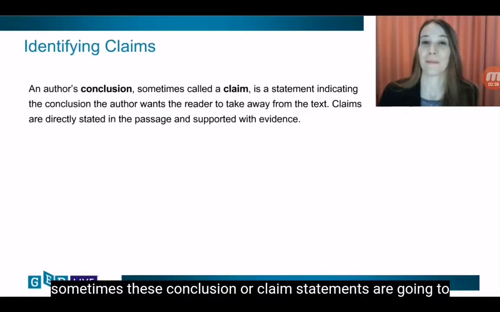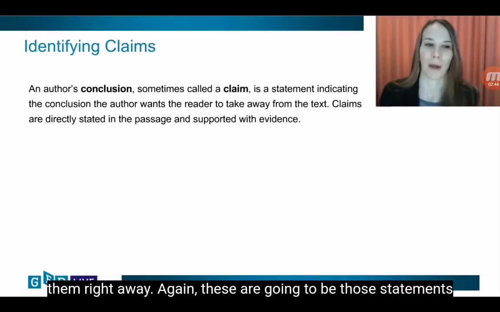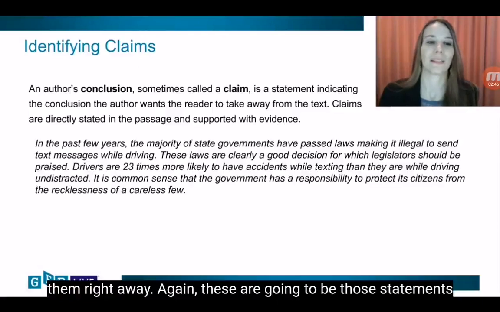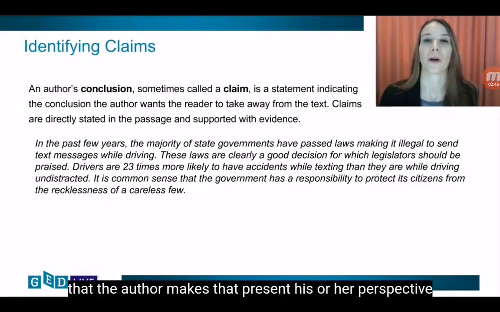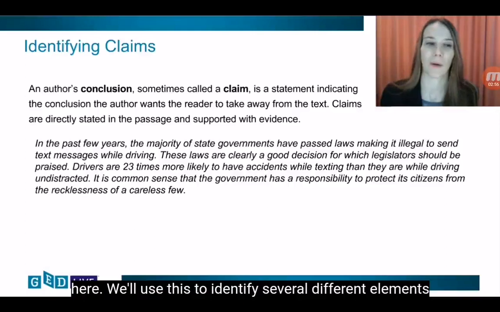Now, like I said, sometimes these conclusion or claim statements are going to have some really explicit statements that allow you to identify them right away. Again, these are going to be those statements that the author makes that presents his or her perspective or his or her point of view. So let's look at this sample text right here. We'll use this to identify several different elements of an argument.